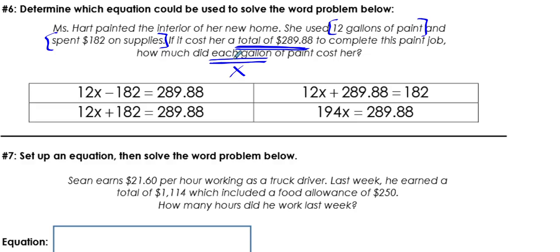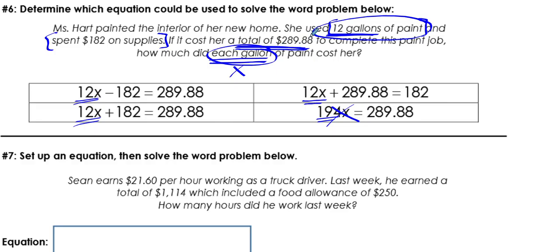So we don't know what each gallon of paint costs, but we know we bought 12 gallons of paint. We know these two have to be attached to each other. Each gallon of paint, 12 gallons of paint. It's going to be 12 times some amount of money. So just based on that, I can rule out this one. This would be saying I bought 194 gallons of paint. That's not true.